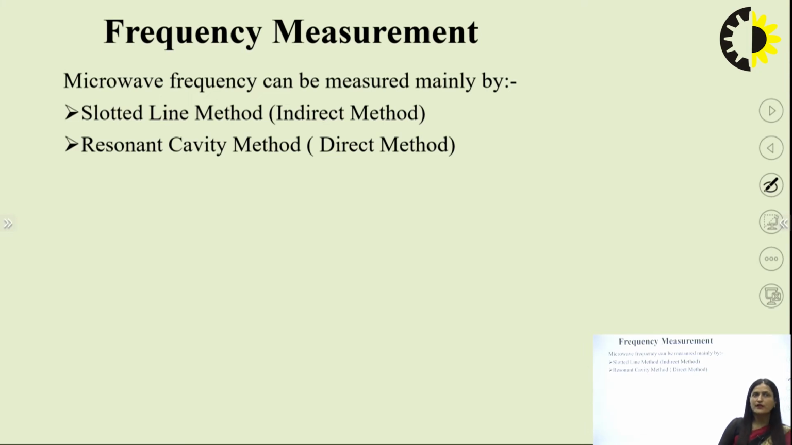Next measurement is the frequency measurement. It means we want to measure the frequency of the signal which is moving in the microwave test bench. So microwave frequency can be measured mainly by 2 methods. One is the slotted line method, this is called the indirect method. Second is the resonant cavity method, which is called the direct method.